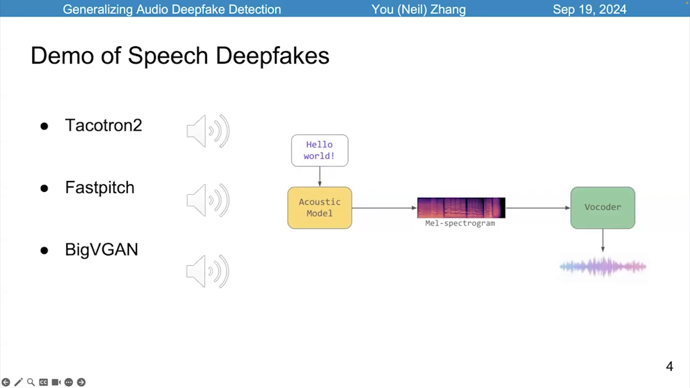So these are speech deepfakes, and they are created using either text-to-speech or voice conversion. Usually either text information goes through an acoustic model to give you the mel spectrogram, or one speaker's voice is converted to the mel spectrogram, and then we use the vocoder to reconstruct the audio.